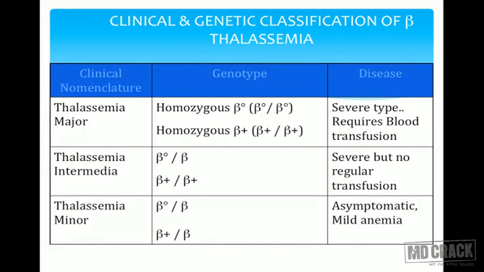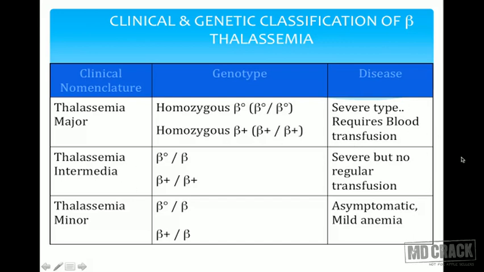We have three major types of beta thalassemia. Clinically as well as genetically, beta thalassemia has been classified as thalassemia major, thalassemia intermedia, and thalassemia minor. Thalassemia major, if the patient is homozygous, they will have a very severe type, beta 0, that is absolutely no beta chains. Homozygous beta+ is not so severe, but still it comes under the severe form where they are dependent on blood transfusion. So in beta thalassemia major patients, we have to maintain their hemoglobin up to 10 by repeated blood transfusion.